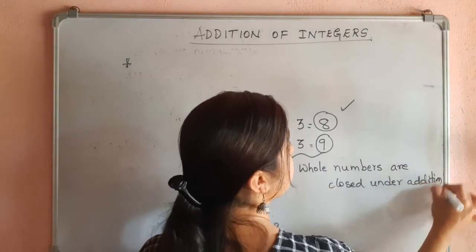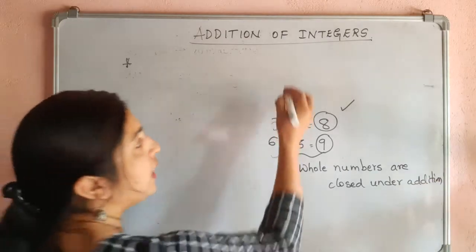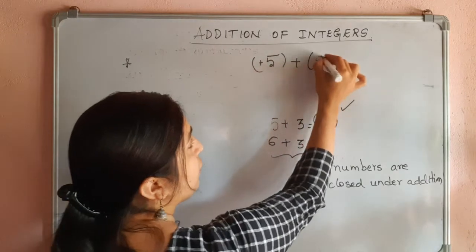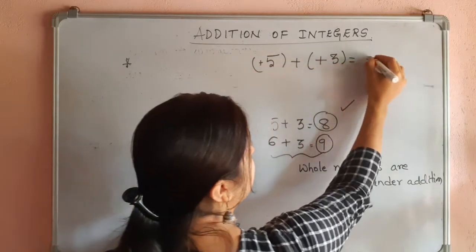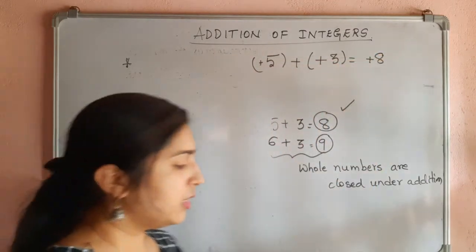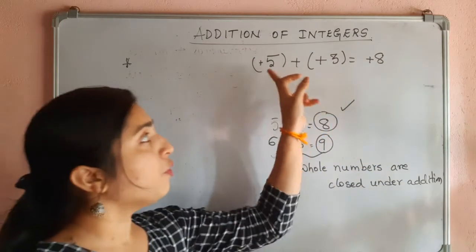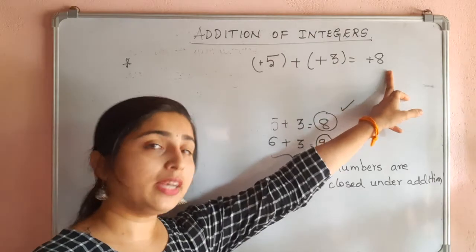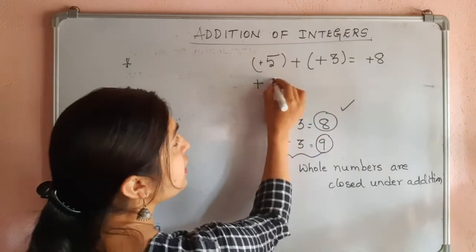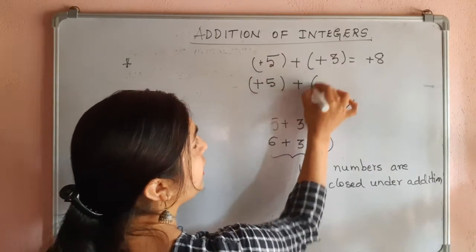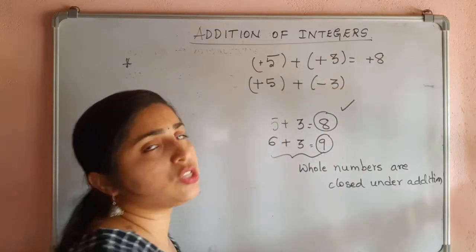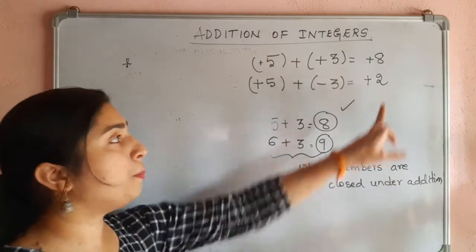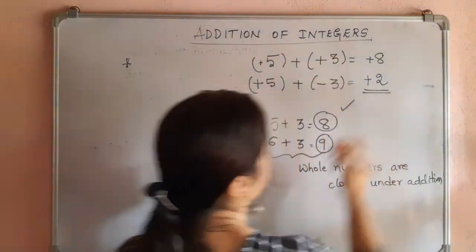Similarly, we can consider two integers. Like you have plus 5, and if you are adding it with plus 3, you are getting plus 8. So this is also an integer. See, 5 is an integer, 3 is an integer, 8 is also an integer. And if I consider plus 5 and a negative integer minus 3, that is giving you plus 2. So plus 2 is also an integer.